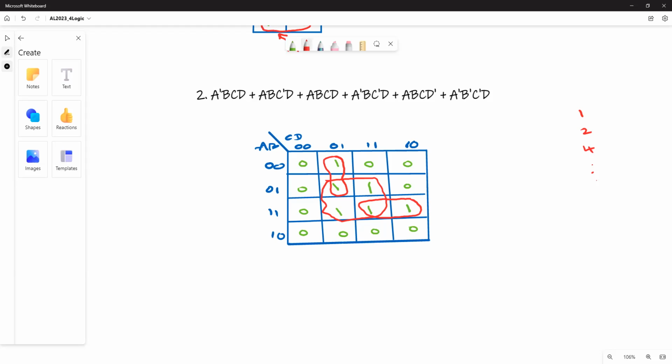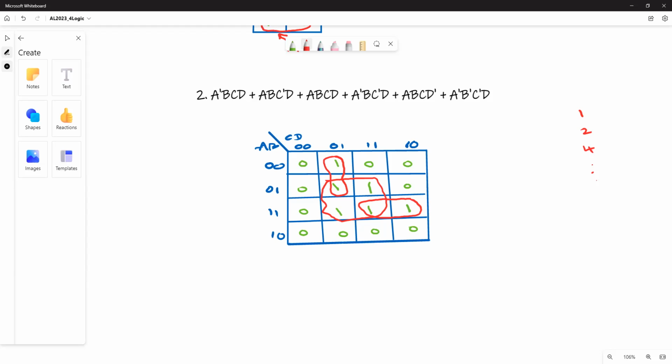So we cover everything using one 4 element group and the other two 2 element groups. Right? Are we clear up to this point?